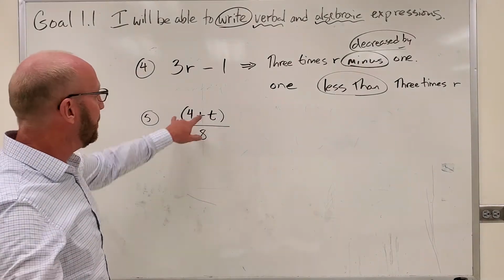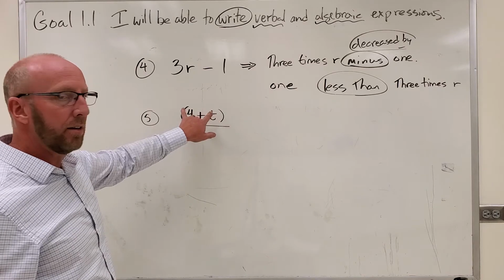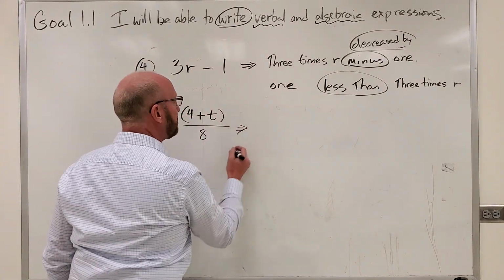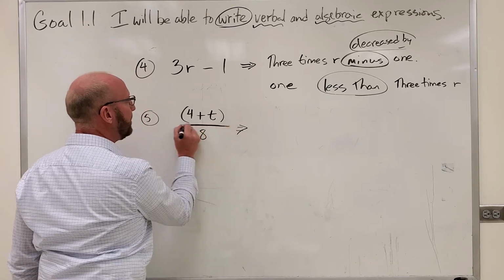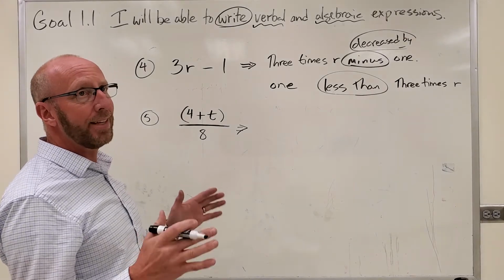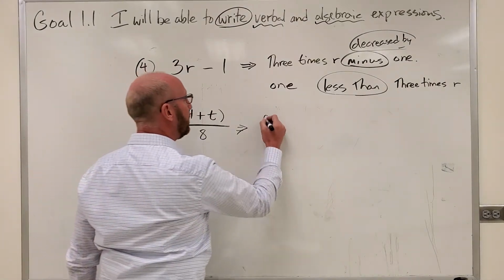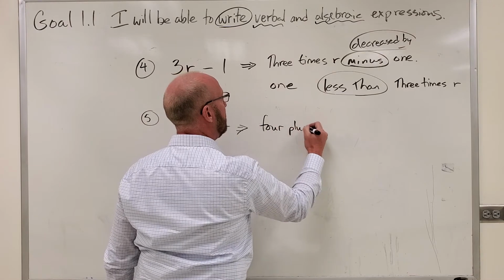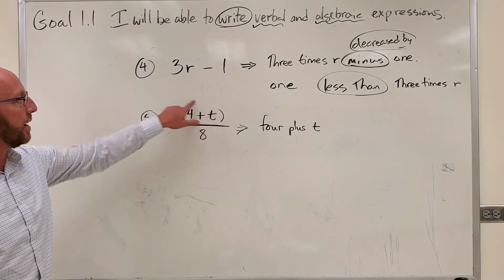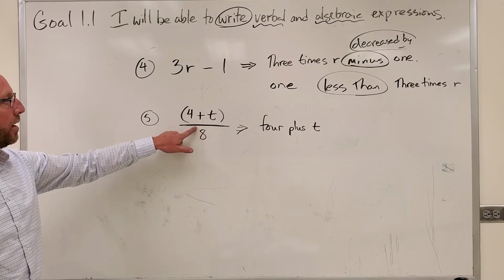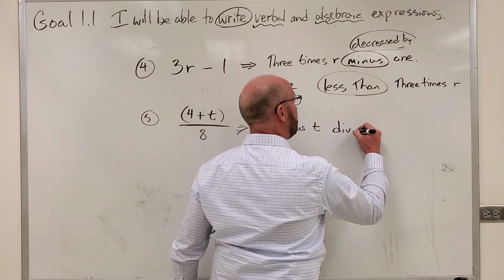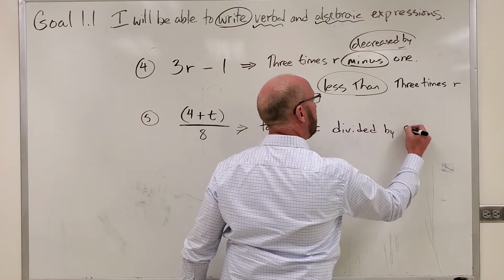So now I have two things on top, 4 plus t, two terms on top, one term on bottom. How would I write this in English? This is a quotient. A division problem is the quotient. So I would write 4 plus t in English. 4 plus t. That's the numerator. That's the top of my fraction. Then I would say divided by 8. 4 plus t divided by 8.